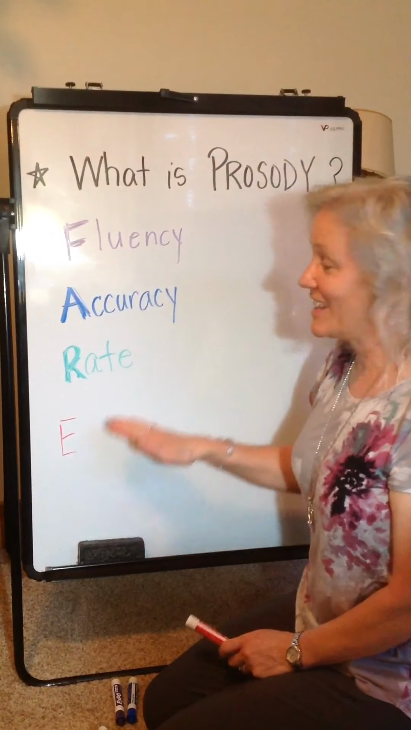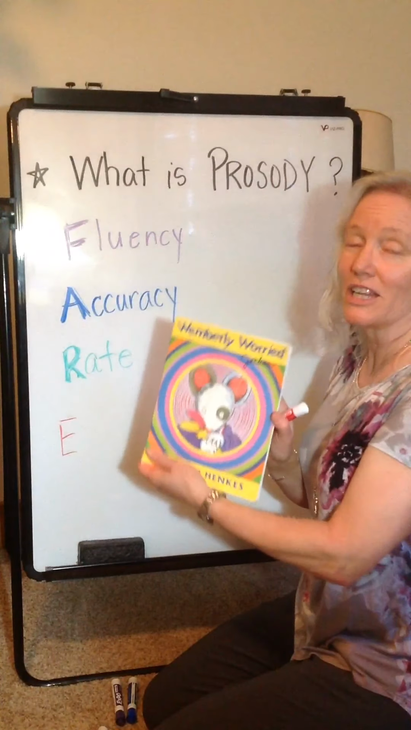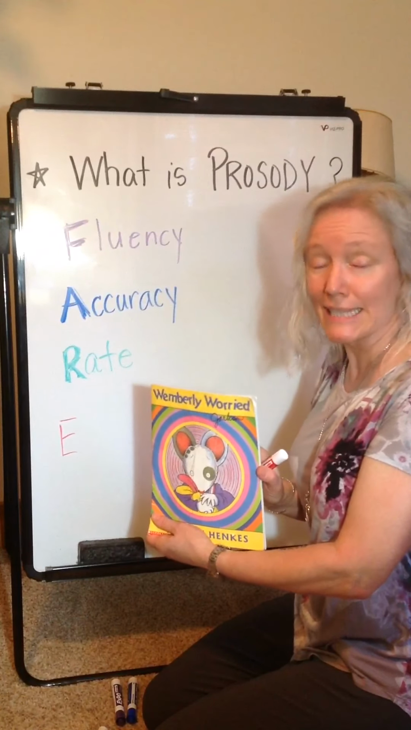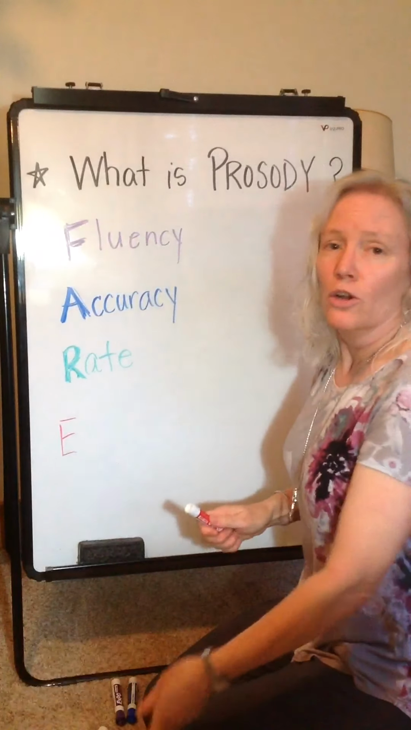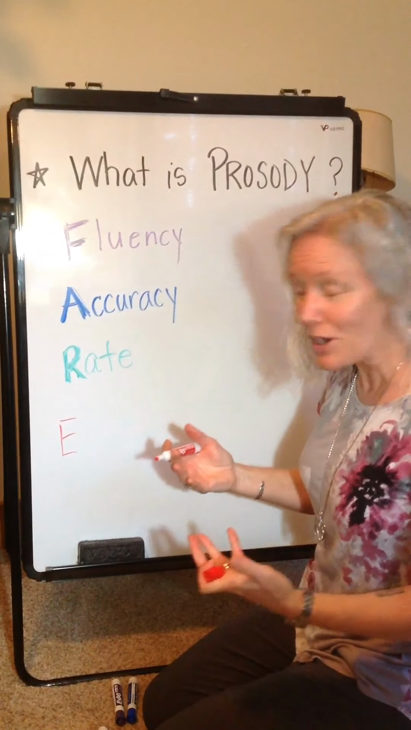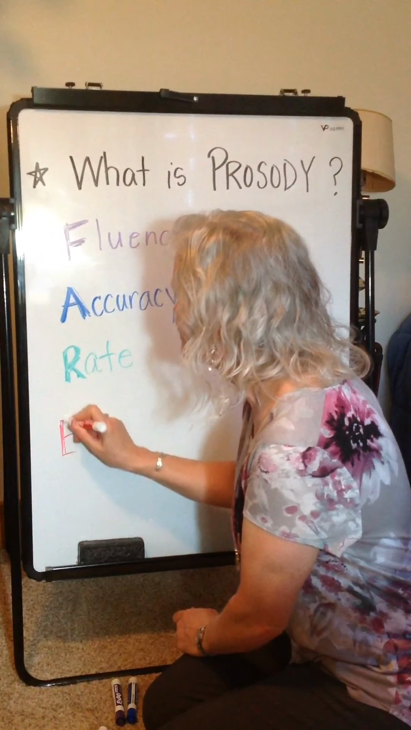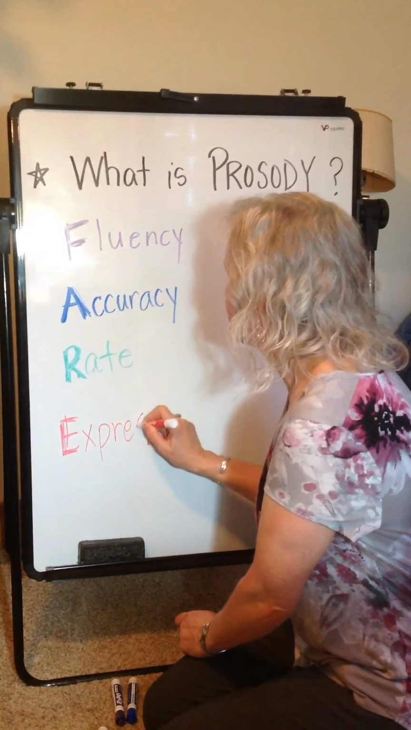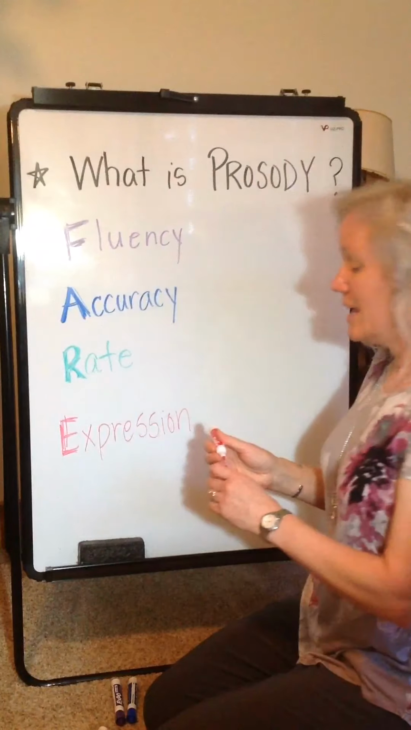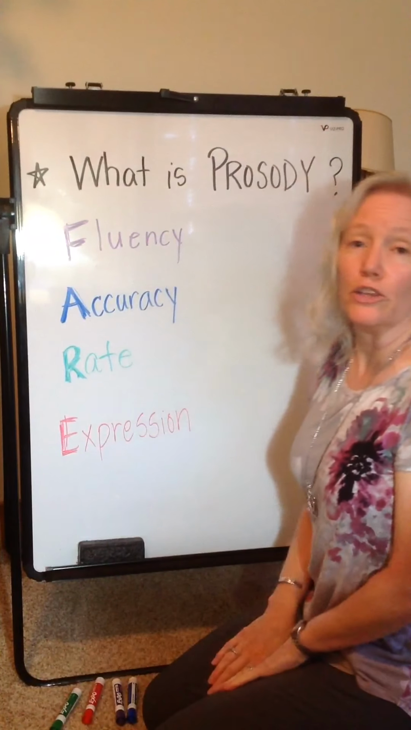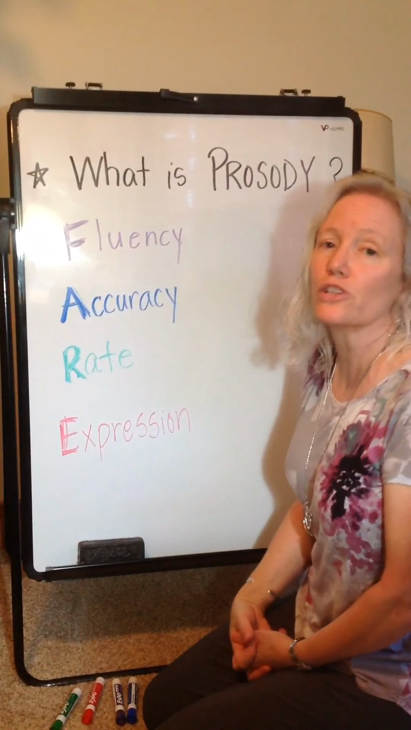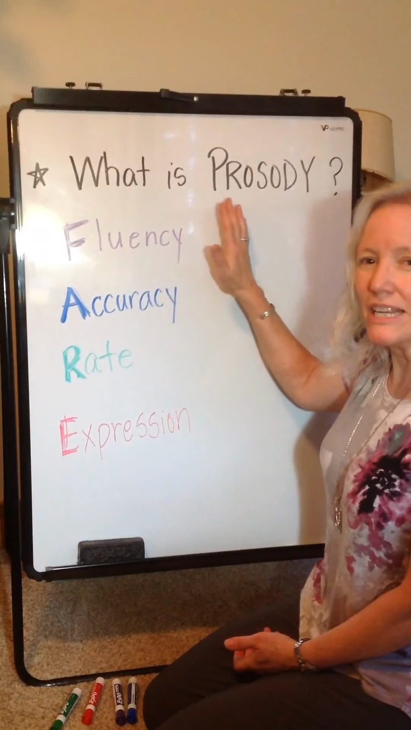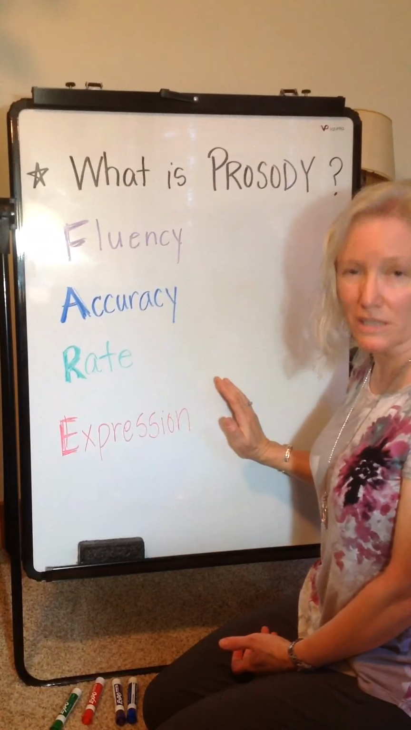Lastly, there's something that I really used a lot when I was reading Wimberly Worried. Does anybody know what it is? When I talked in a little voice like this, and when I got louder and louder, what was that? That was expression. So E is expression. Expression is really important. You might use expression when you have different voices so that you know which characters are talking. All of these pieces make your reading exciting for a listener to listen to it.